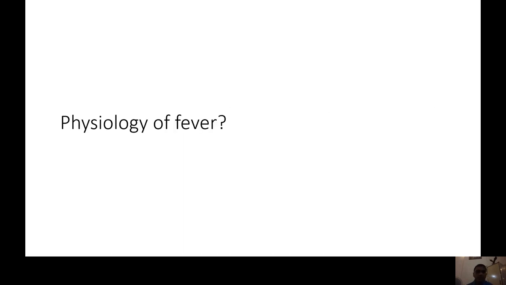So we need to know a little bit about the physiology of fever as well. I wouldn't go into details, but as you know, the temperature is regulated by the hypothalamus. There are two main organs that control the temperature, that is the lung and the skin, as well as the metabolic rate. With all these factors, the body temperature is maintained within the normal range.